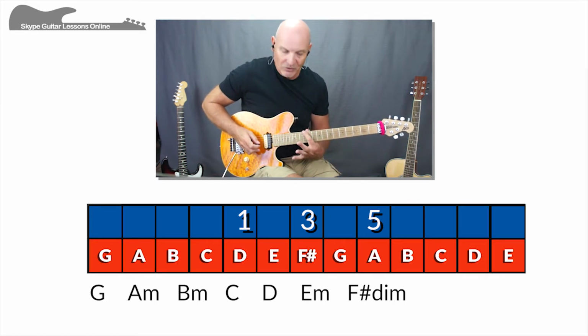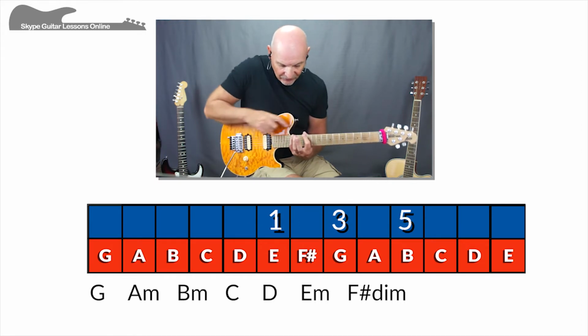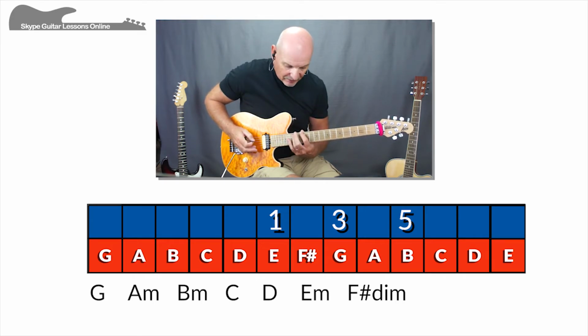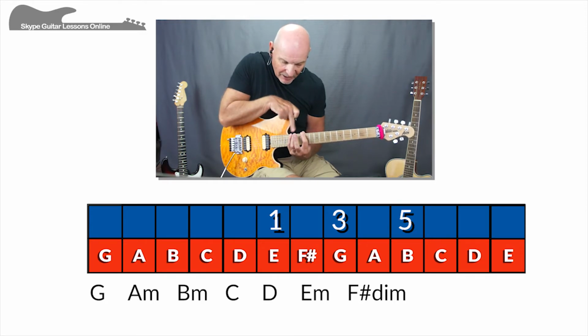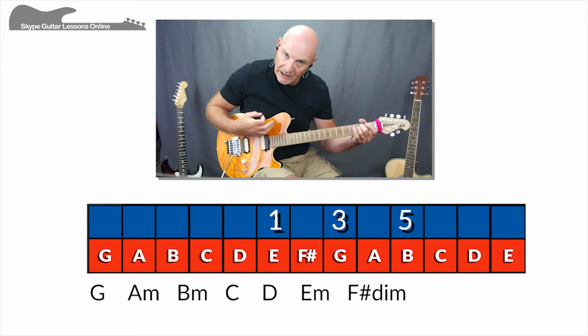So let's move up to the next note, the 6th note, which is the E. The third up from there is the G, and then we have the B for the 5th. And because we've got this minor third, because it's only 3 frets between the E and the G, we have a minor chord, E minor.